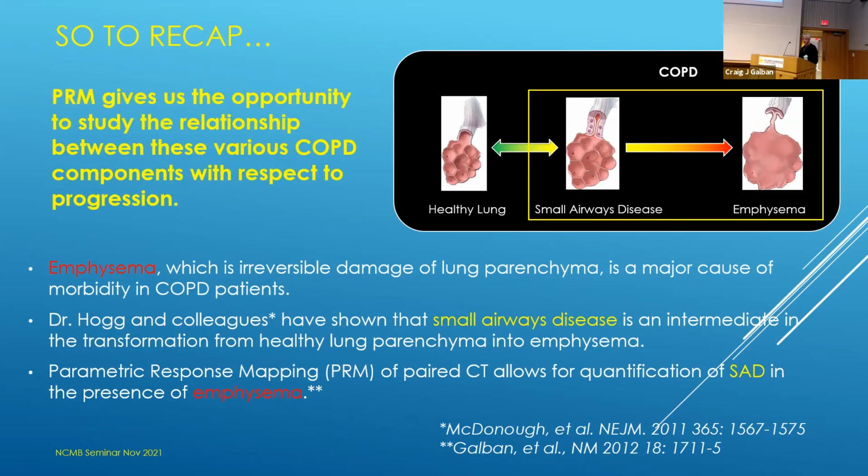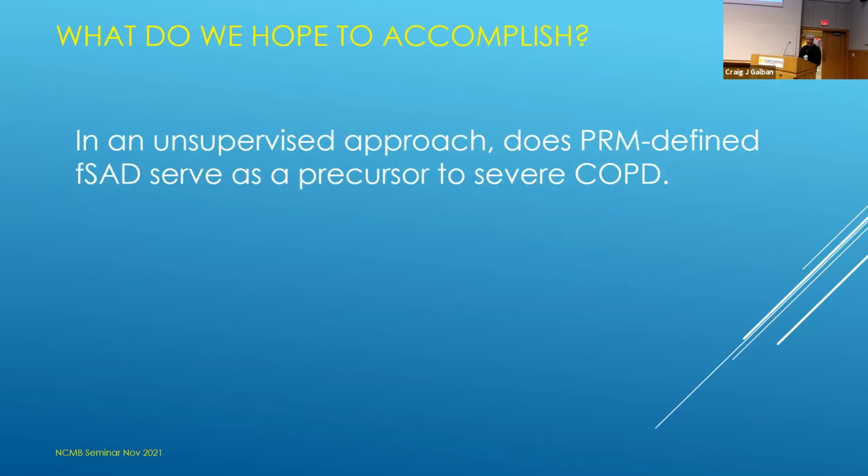So what we were interested in doing is, using PRM, which gives us the opportunity to really evaluate all 3 components simultaneously. So that's what we have in front of us. That's where we've gotten. But now we really want to use the full breadth of the COPDGene data set in as close to an unsupervised approach as possible to better understand the role of PRM-defined FSAD as a precursor to COPD. And that's what this discussion will be on.